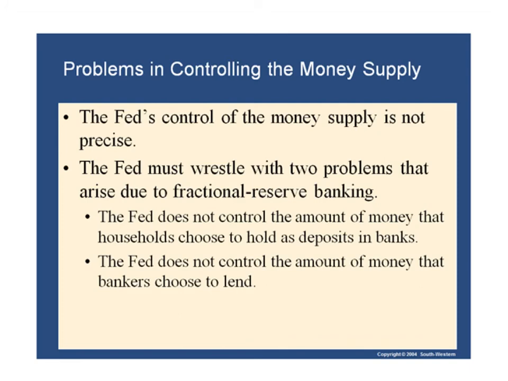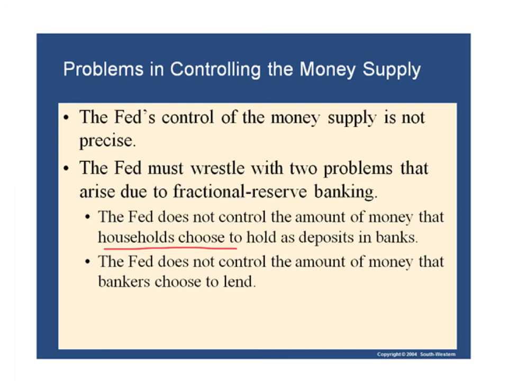The reason this tool is used the least is because it is the most inaccurate. While the Fed can dictate how much money a bank has to keep, the Fed doesn't control two important things that lead to money being lent out. The Fed does not control the amount of money that households choose to hold as bank deposits. So if we decide to take more cash out of the bank, that decreases the amount of loans that a bank can make. The Fed doesn't control that at all.